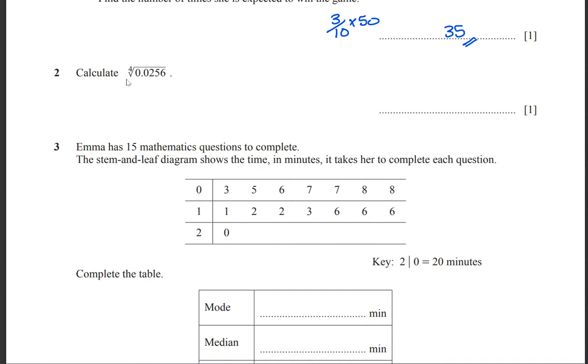Calculate the fourth root of 0.0256. You can do it directly with the calculator and you will find the answer 0.4. And also you can write it as 2/5. Question number 3.